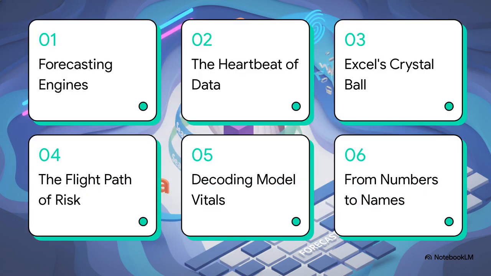All right, so here's our game plan for today. First, we're going to pick the right forecasting engine. Then, we'll dive deep into the most important concept, the heartbeat of data. After that, we'll look inside Excel's crystal ball, learn how to map out risk, check our model's vital signs, and finally, build a bridge from just numbers to actual names. Sound good? Let's jump in.